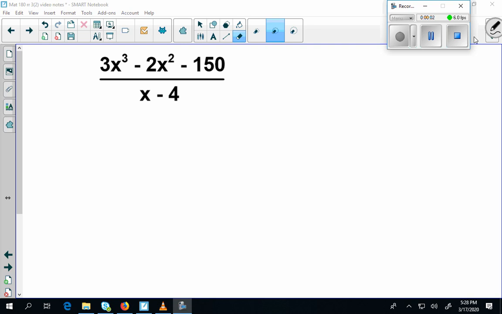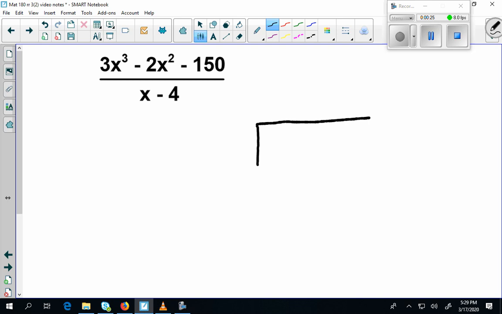All right, so what we have here is 3x cubed minus 2x squared minus 150 being divided by x minus 4. So I'm going to set up this long division, and don't worry too much about this because I'm going to show you a lot easier way to handle these division problems after we do this. I think mainly we just go through this again so that you appreciate synthetic division when we get to it.